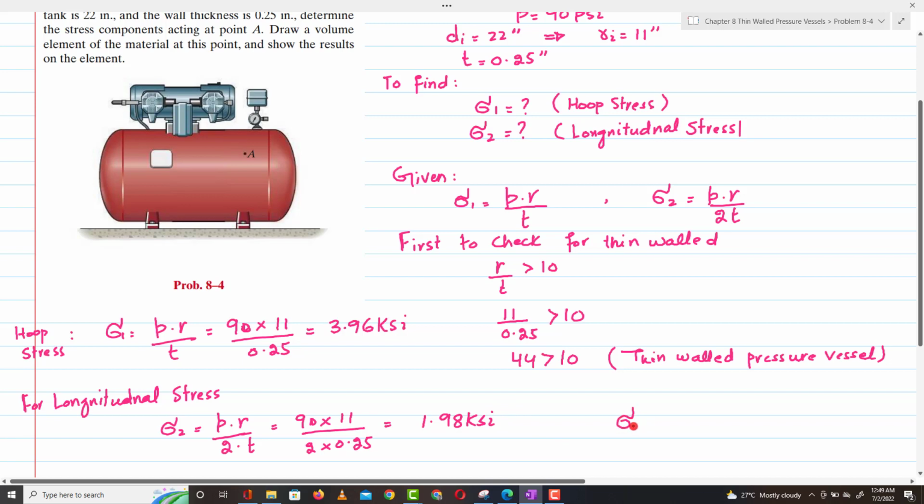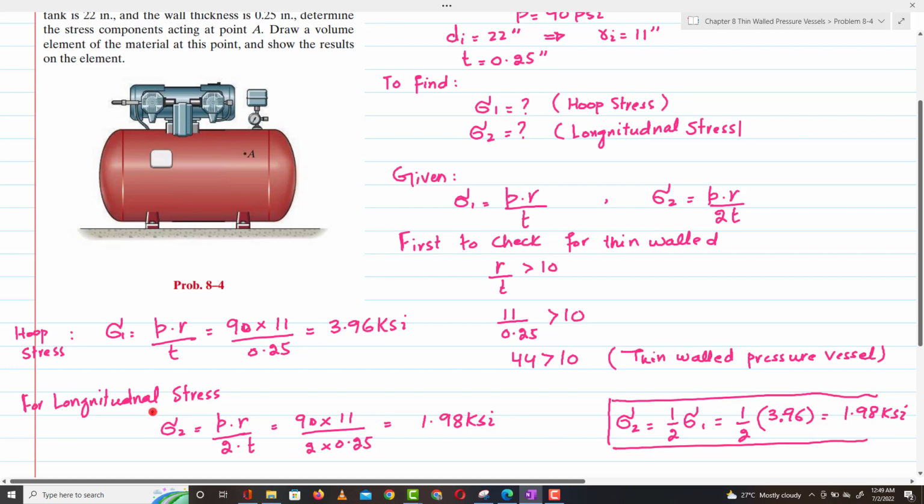Again, if you know that longitudinal stress is equal to half of hoop stress, so 1 over 2 multiplied by sigma 1, which is 3.96, and when you calculate it, it will be 1.98 KSI. So whether you are using this formula or this formula, they will give you the same answer. So this was the stress component acting at point A.